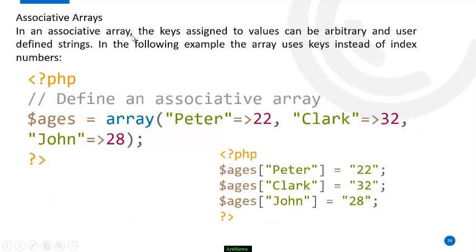Now we have the associative array. In an associative array, the keys assigned to values can be arbitrary, user-defined strings. In the following example, the array uses keys instead of index numbers. We have $ages equal to array. We have Peter, Peter has 22 as age. Clark 32. John 28.